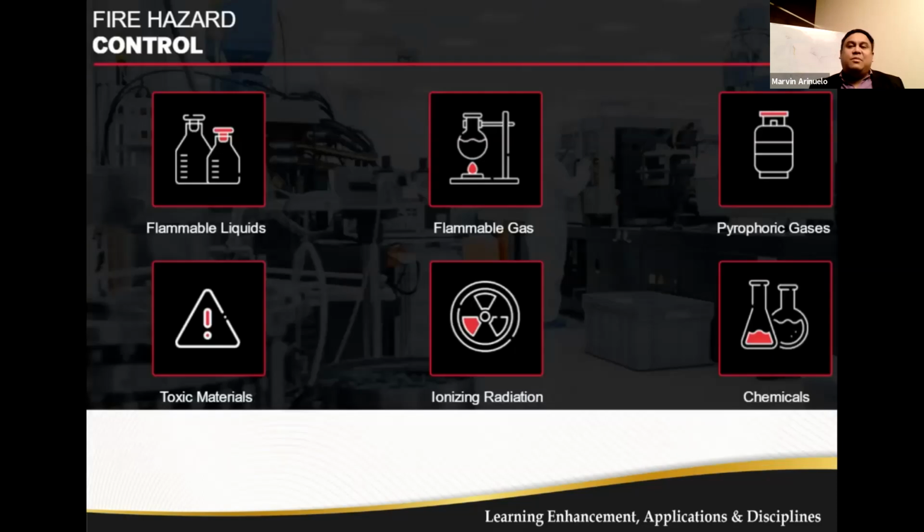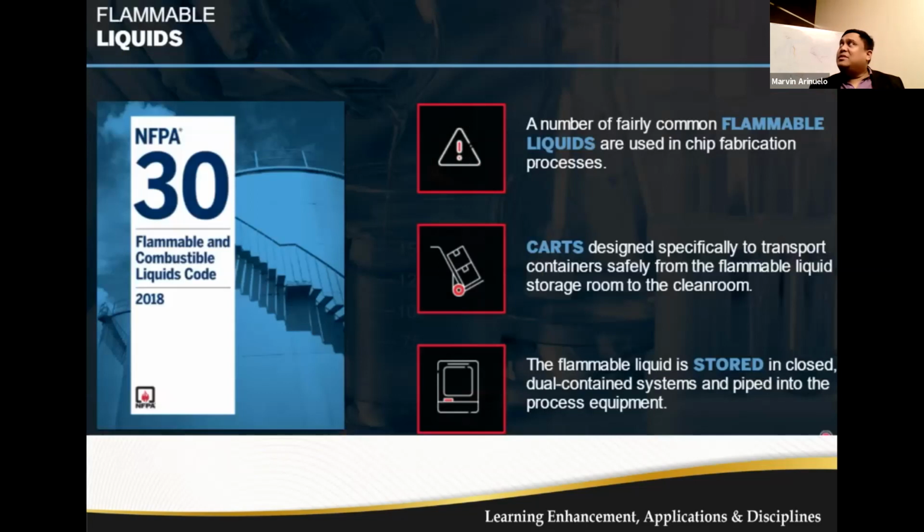Potential fire hazard for semiconductor manufacturing are common to other manufacturing industry, such as flammable liquid and gas. There are, however, other hazards not widely encountered in other fields, such as pyrophoric gas, toxic material, radio frequency field, and ionizing radiation. The certain chemical with purity constraint require special handling techniques also present potential hazard. And another standard for that, NFPA 30, Flammable and Combustible Liquid Code 2018.